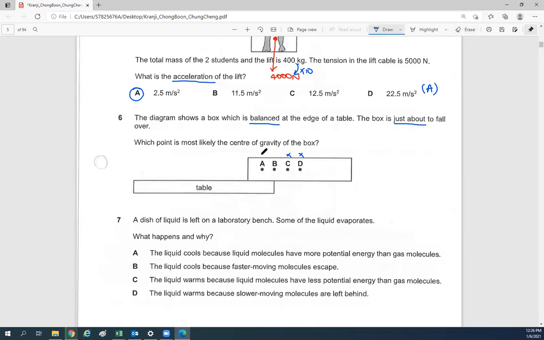It cannot also be A, because this means that this one is very stable. The line of action is in between the base area. So it's very stable. So it cannot be A as well. Therefore, the only answer is B, because this fella, the line of action is just at the edge of the base area. So it's just about to fall. Therefore, the answer is B. Okay?